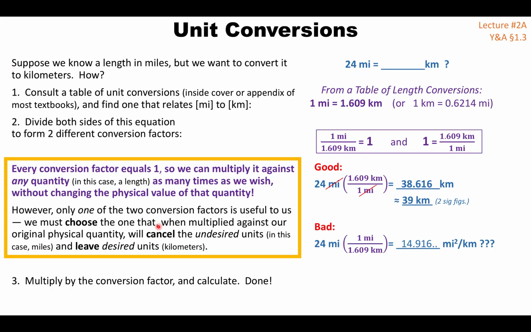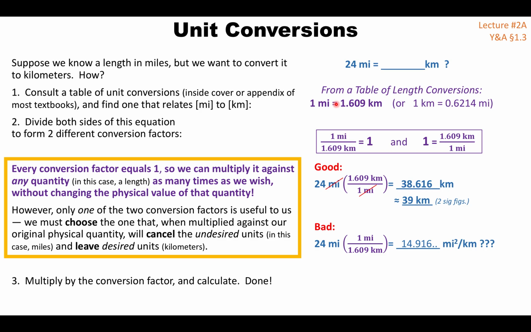So finally, let's end this lecture with examples of how to convert units. Suppose we have a quantity like 24 miles. This is a length. And suppose I want to convert that into a different length unit, in this case kilometers. Well, the 3 steps that I use are this. First, go to a table of length conversions and find a conversion that relates kilometers to miles.